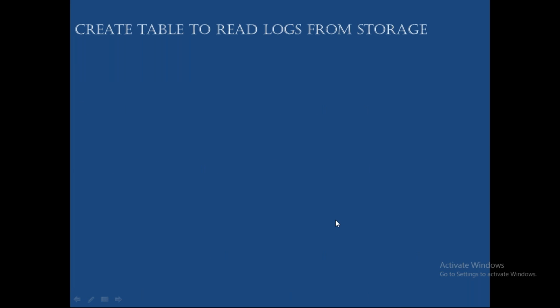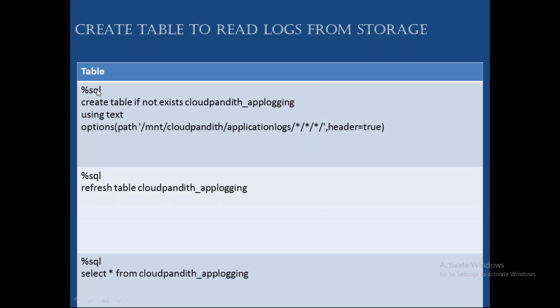Now let's see how to create a table to read logs from the storage. Let's say you have written all the logs to this particular path. To read the logs from this path, you need to create a table like this: CREATE TABLE IF NOT EXISTS cloud_pandit_logs USING text. These are the options: header equal to true. Even though it is a .log file, you just have to use USING text. The option path is this one, header equal to true. Then REFRESH TABLE with this table name, and SELECT * FROM the table. I'm just selecting the data from this table. This is how I read the logs from the storage using a table.